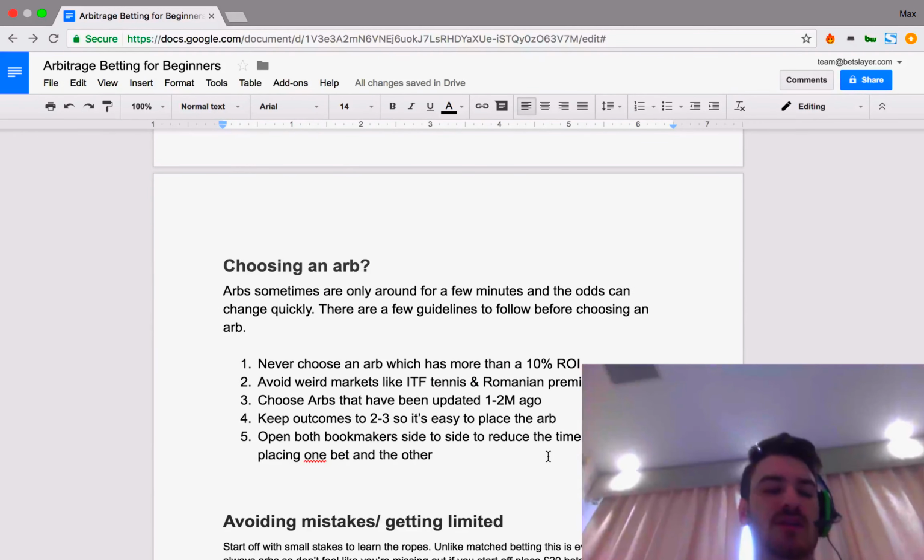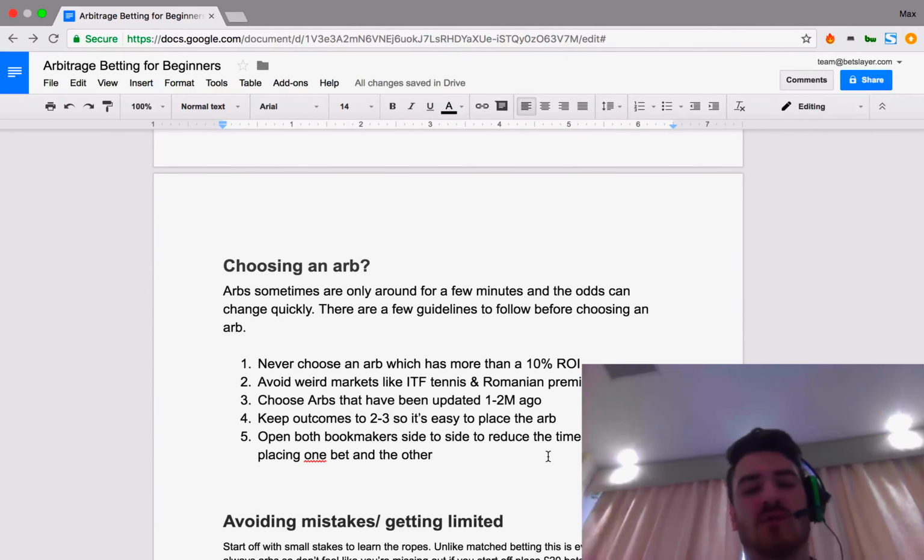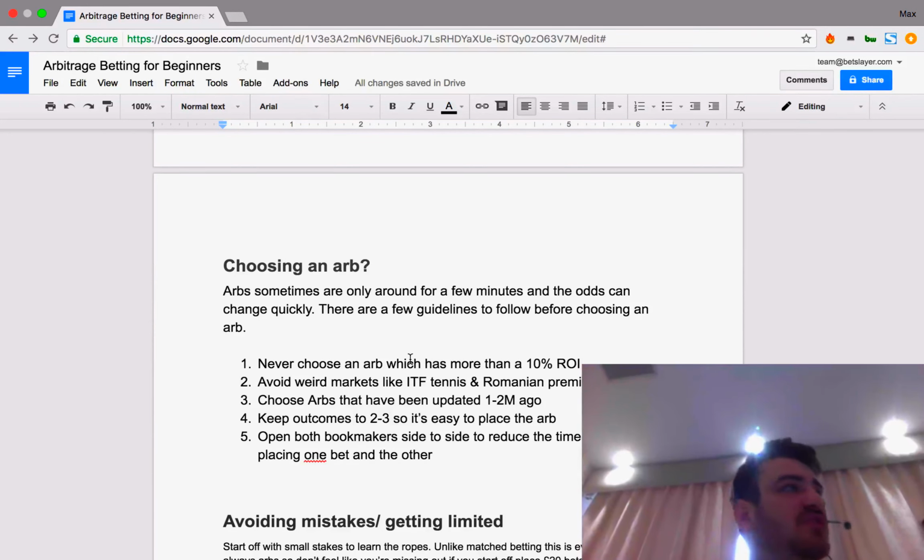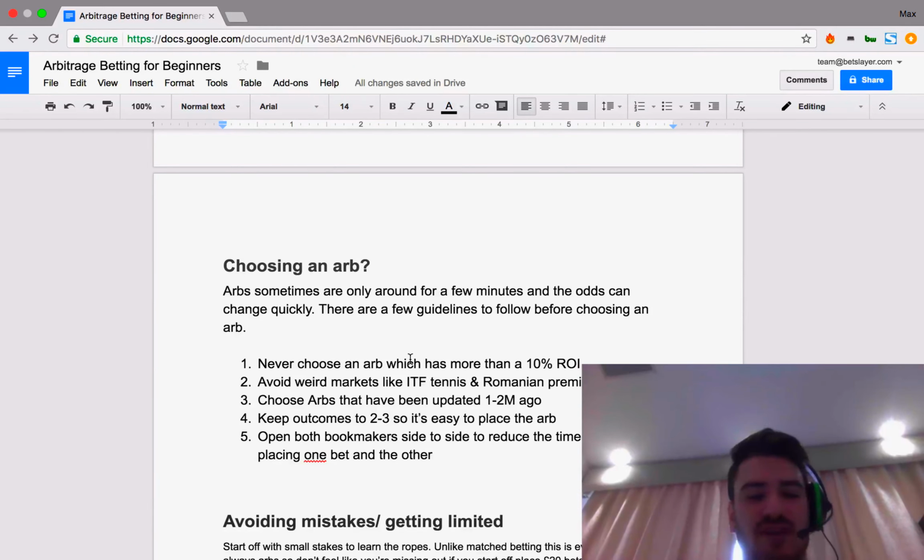Choosing an ARB. Sometimes ARBs can be around for only a few minutes, as we covered, and odds can change quickly. And this is why ARB software is so important, but there's some guidelines to follow. So never choose an ARB which has more than 10% ROI. This is because it may be a palpable error, which can be as simple as a bookmaker accidentally mixing up the home and away odds. So that's when it's usually a 20-25% ROI ARB. That's an instant red flag, and maybe they won't accept the bet.